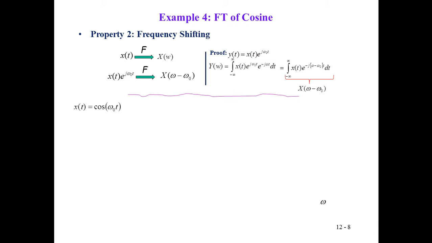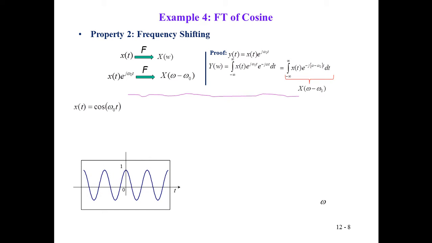Now let x be a cosine signal, that is cosine omega 0 t. This signal is plotted as a time function as given in this figure, and it is an even symmetric signal with respect to the y-axis. To derive the Fourier transform of this cosine signal, the straightforward integration method fails because cosine of t is not absolutely integrable from minus infinity to plus infinity.